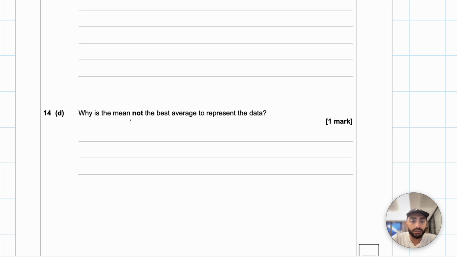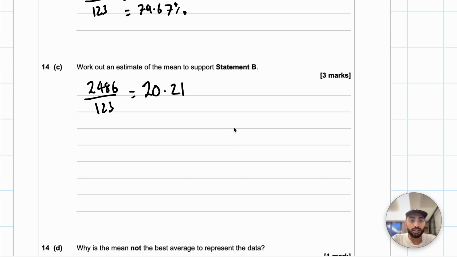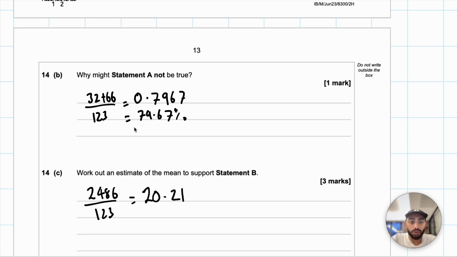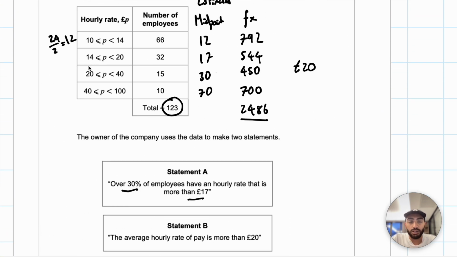Part D, why is the mean not the best average to represent the data? In the previous question, we worked out the mean was £20.21, but we also saw in the part before that that almost 80% could be below £20. So if way more than half of your data is below £20, that means the mean might not be the best representation for your data. A better representation for this data would probably be the median, which would be in this row.